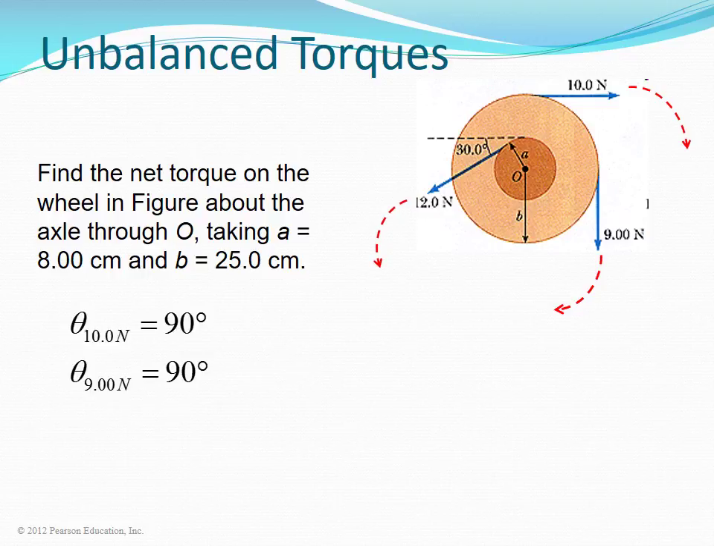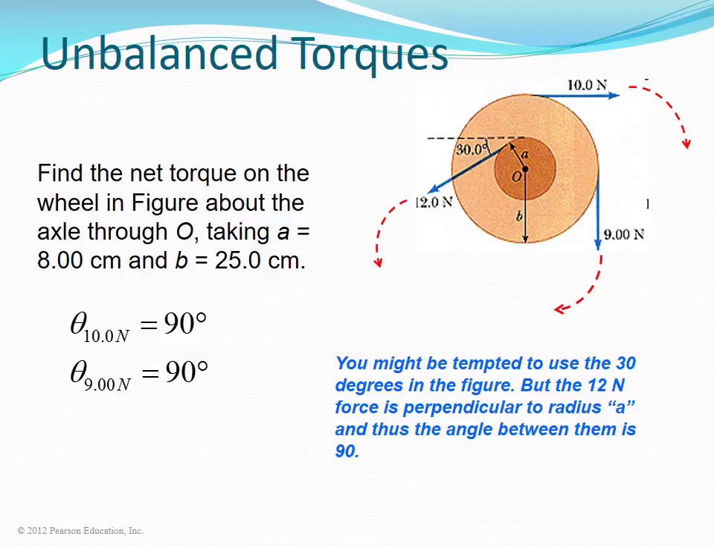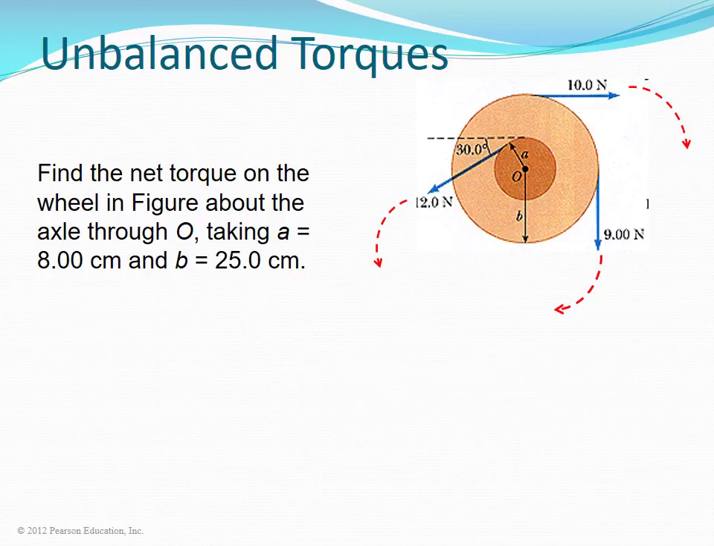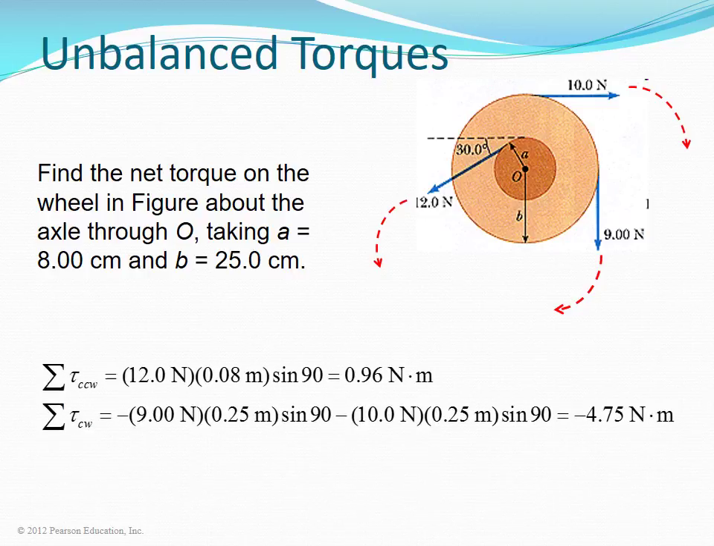The 10 Newton and the 9 Newton forces are both at 90 degrees. But what about the 12 Newton force? You might be tempted to use the 30 degrees in the figure, but the 12 Newton force is perpendicular to the radius A, so the angle between them is 90 degrees. They are all perpendicular forces. The sum of all the counterclockwise torques is 0.96 Newton meters, positive since they are counterclockwise. The sum of all the clockwise torques is minus 4.78 Newton meters, negative since they are all clockwise.